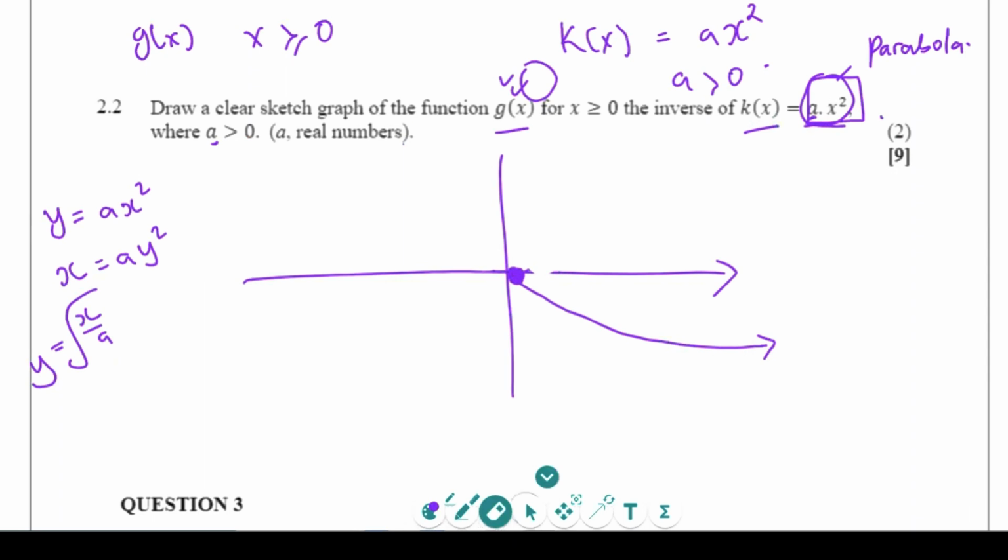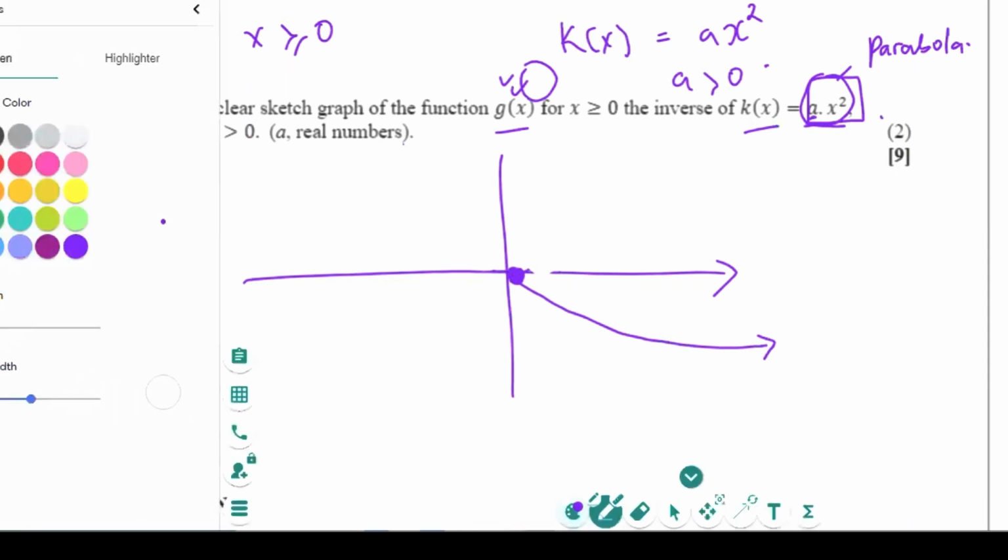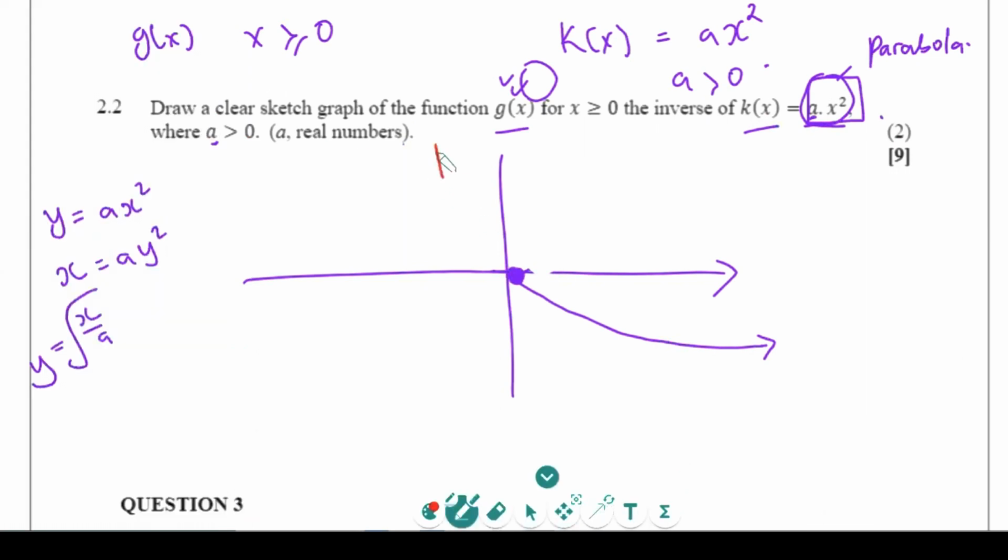Alternatively, we know that if the parabola is originally in this sort of direction, the inverse of it would be in that sort of direction. But since it's been restricted, that will be the shape that it will take. All right, then question number 3.